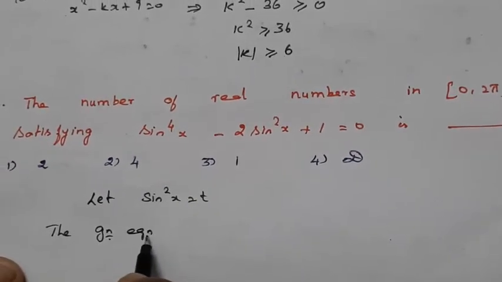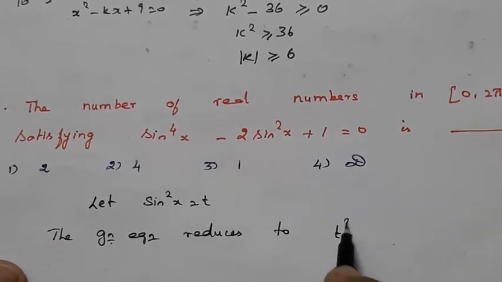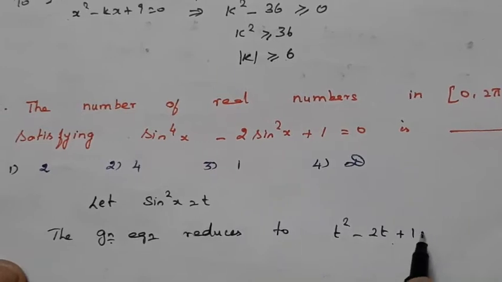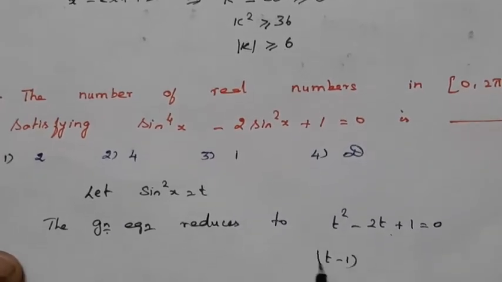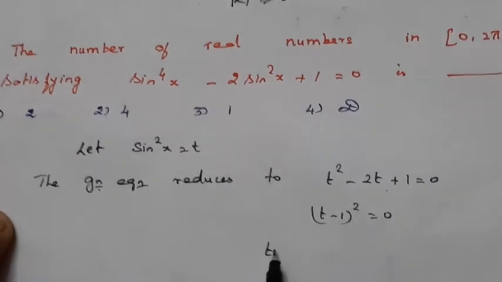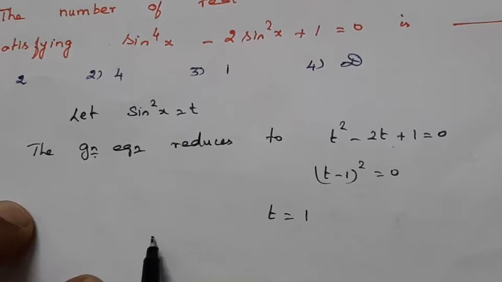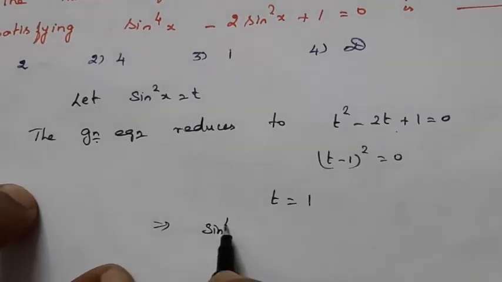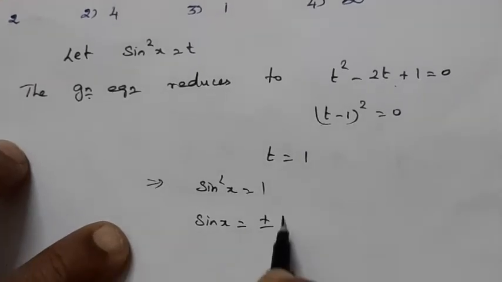So, if you take sin squared x as t, the given equation reduces to t squared minus 2t plus 1 equal to 0, which is nothing but t minus 1 the whole square. So, t is equal to 1 twice. That means sin squared x is equal to 1, or sin x is equal to plus or minus 1.